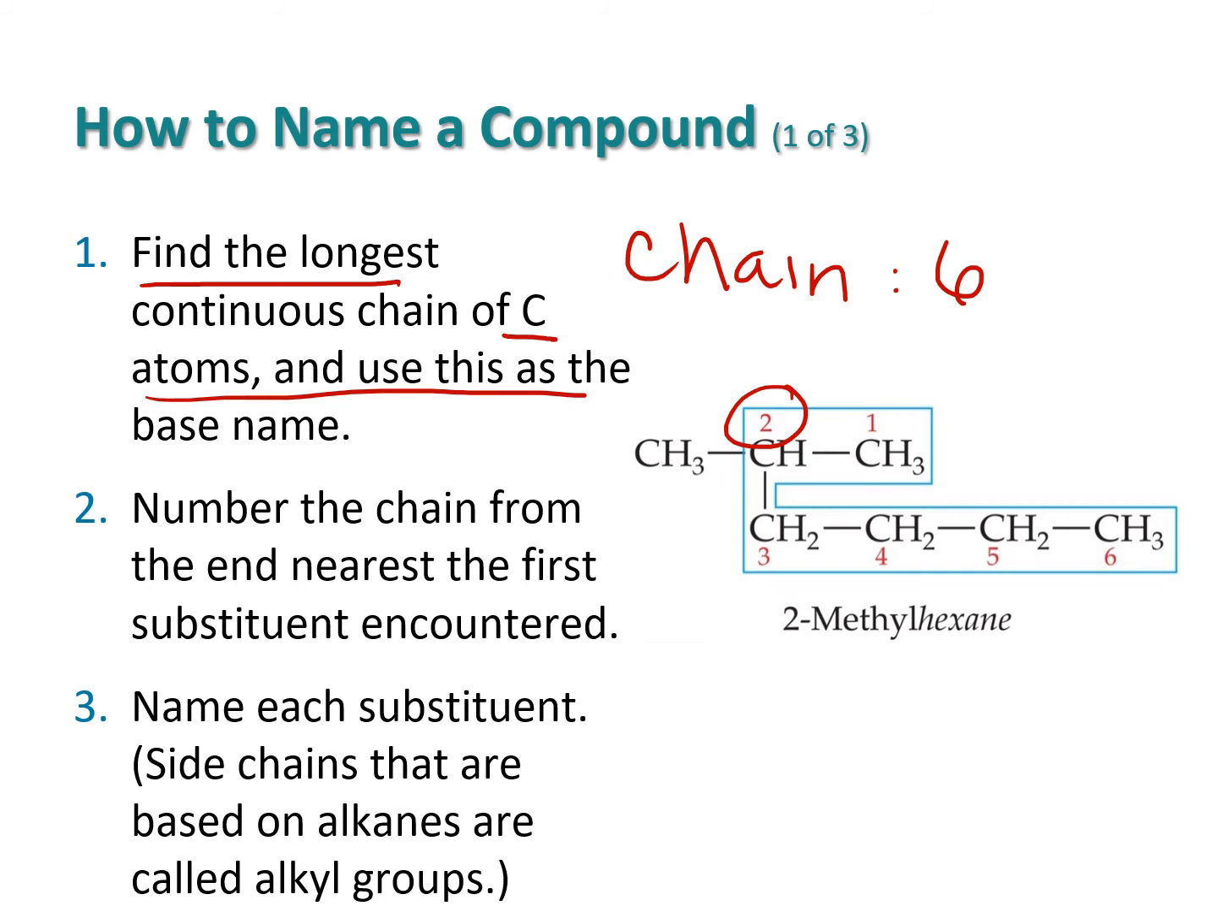Name each substituent. Side chains that are based on alkanes are called alkyl groups. So essentially, we're going to be taking the prefixes that we're going to be learning about, and we are going to be applying them to these groups as well.